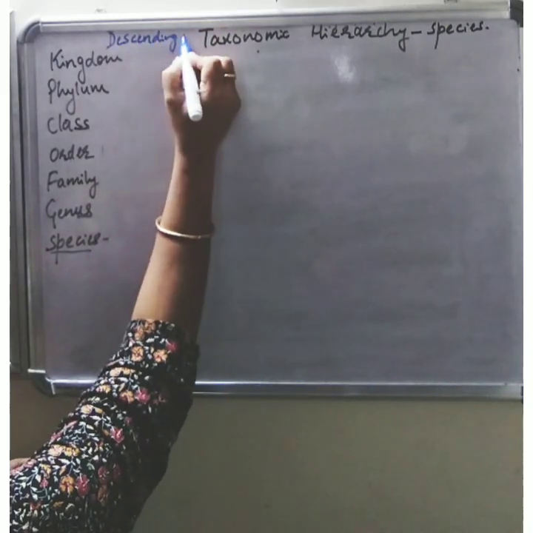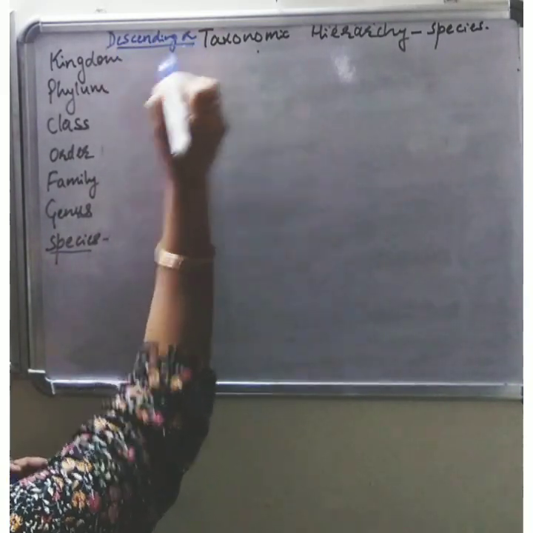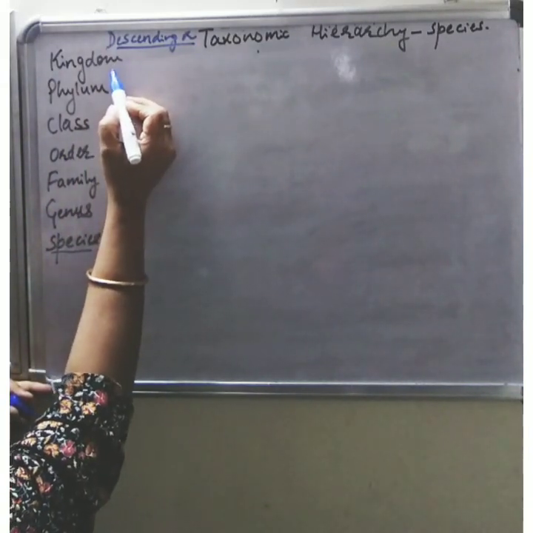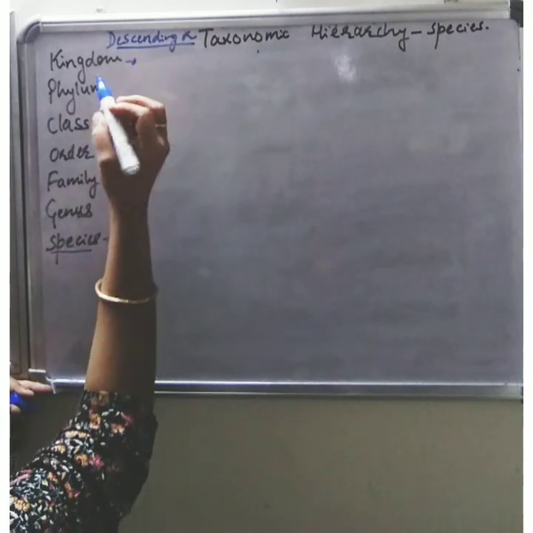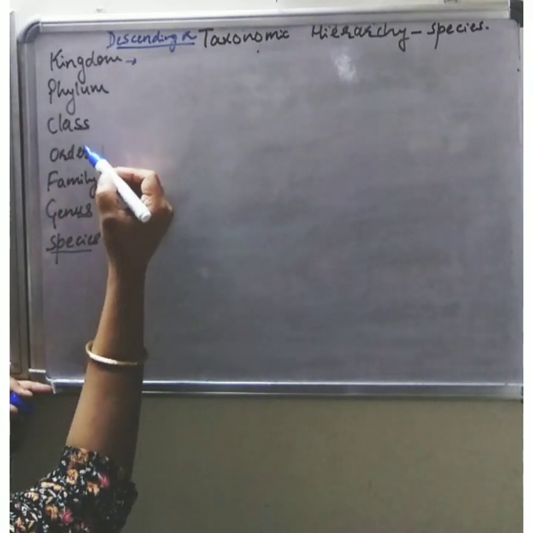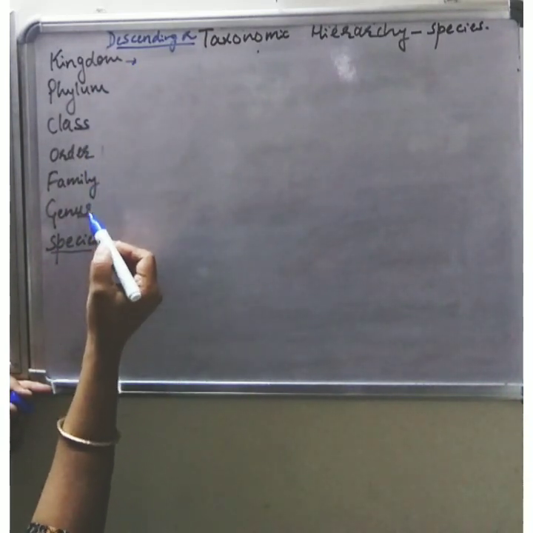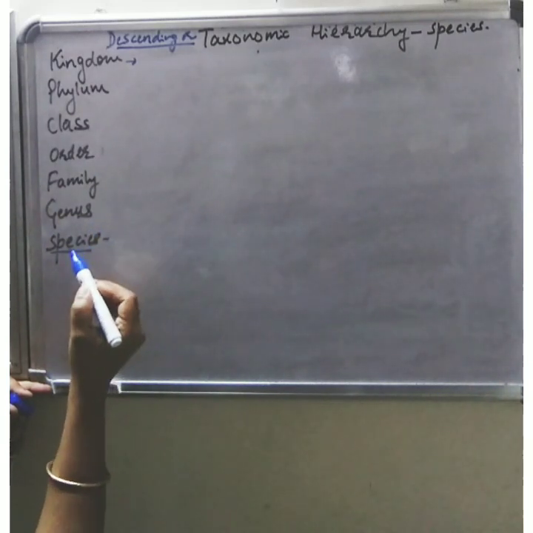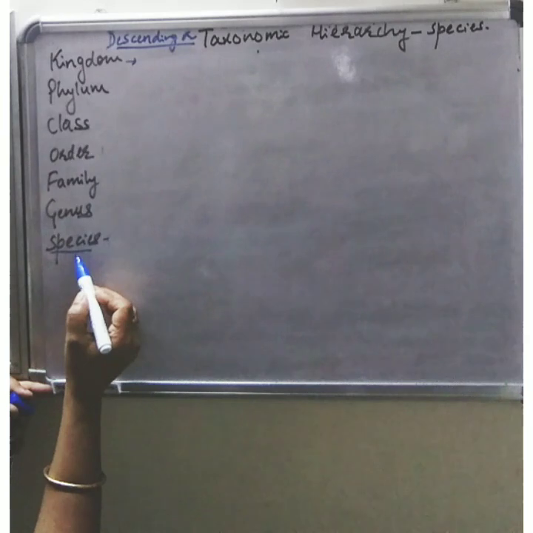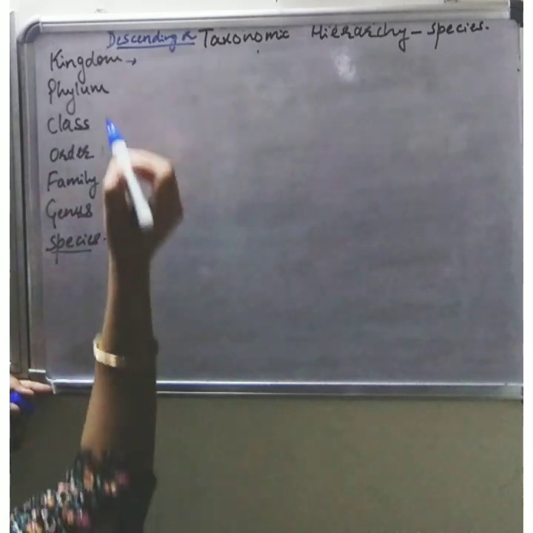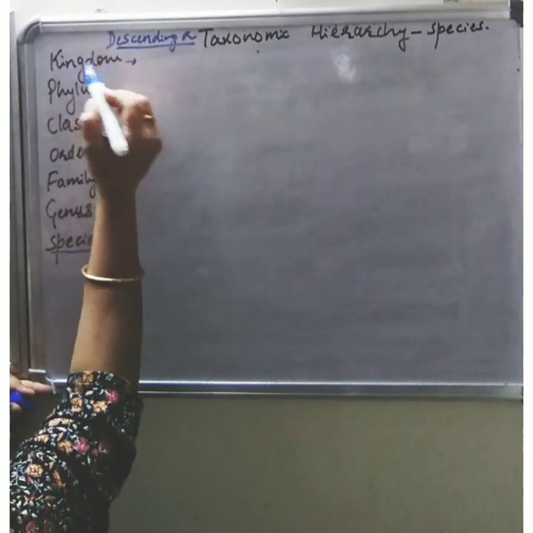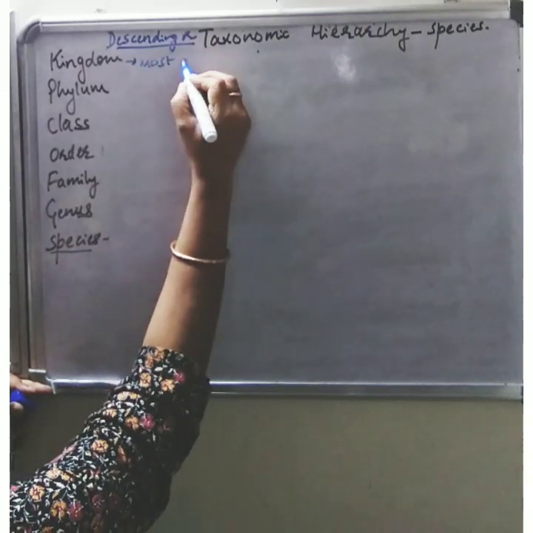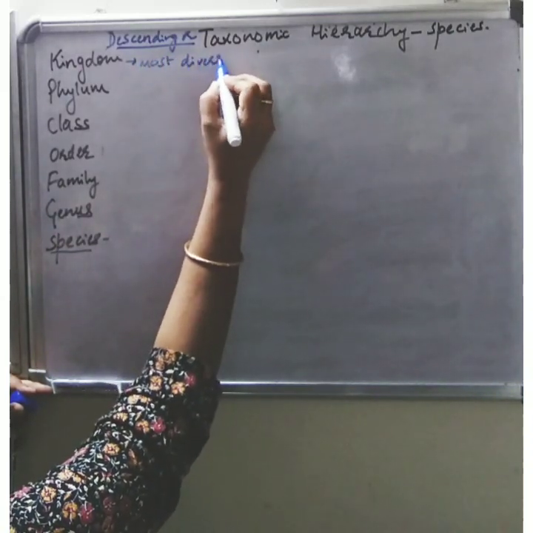Descending order means it begins with the kingdom on the top, then phylum, then class, order, family, genus, and ending with the species. So species is the last level or the last taxon. And kingdom, which is the first level, is the most diverse.